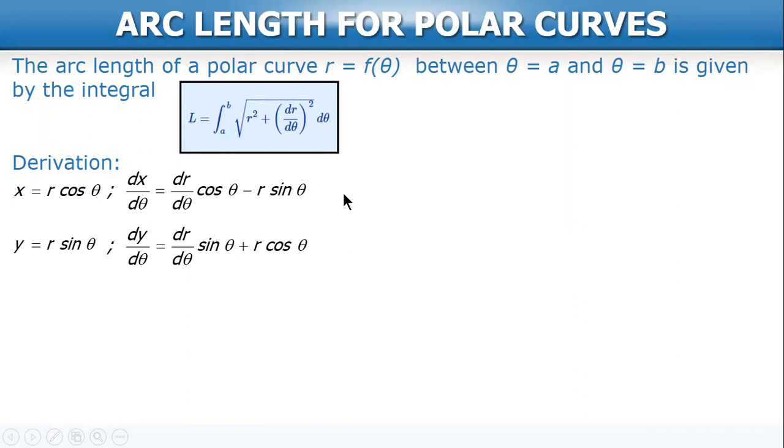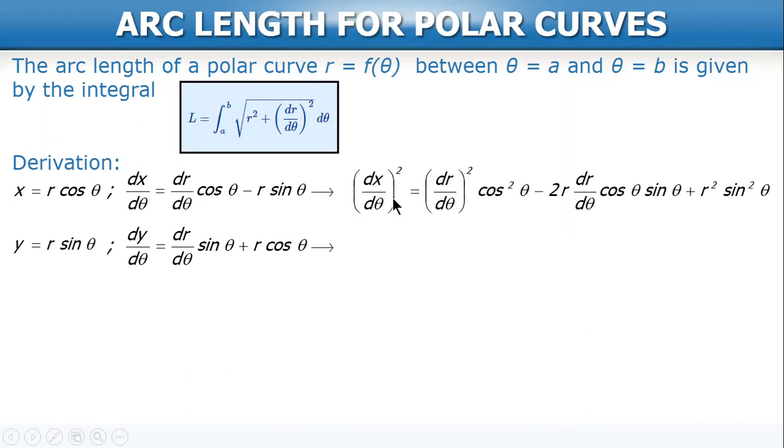And then the next step is to square both sides. The right side is a perfect square, so the expansion is this: the square of the first term, and then the middle term is twice the product of the two terms, and the third term is the square of the second term. Similarly for dy over d theta, this is the result.